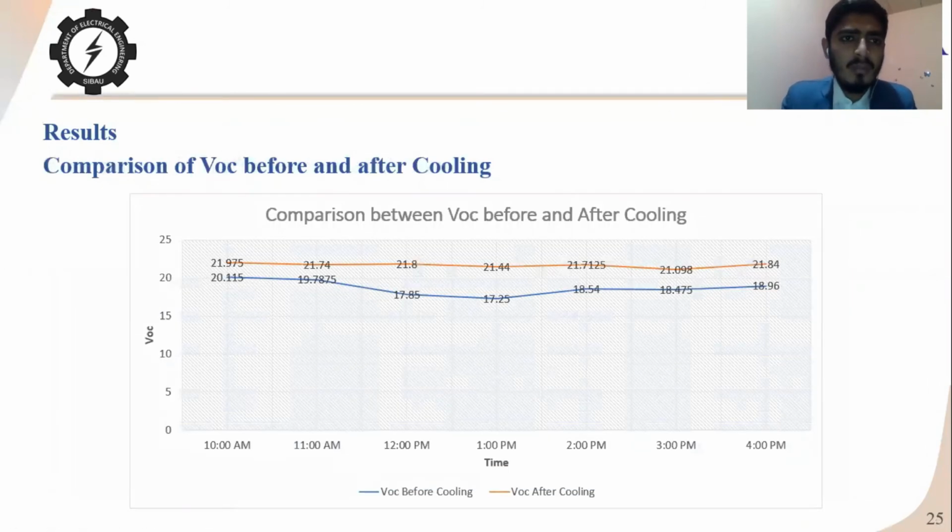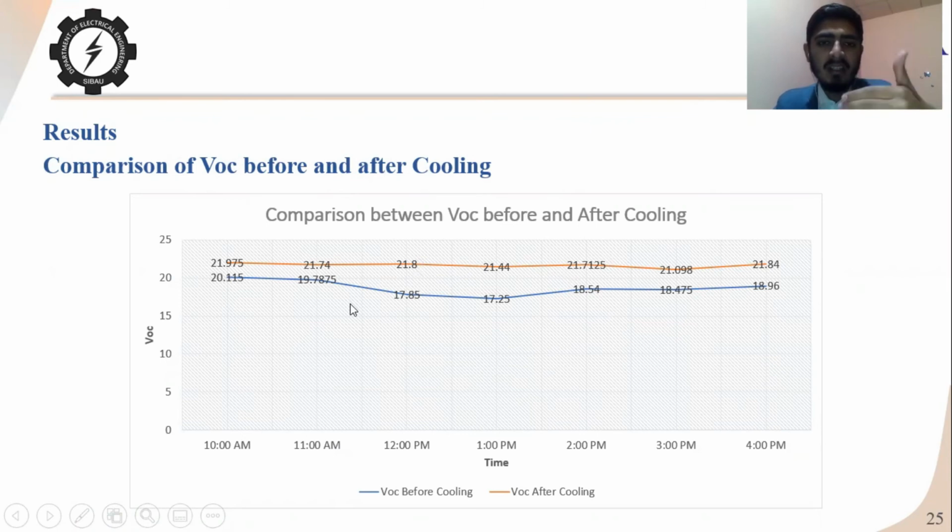Now this is the graph. You can observe the comparison between VOC before and after cooling. Before cooling, you can observe that the voltages are 21.115 and then 19.785, meaning as the temperature increases, the voltage is reduced. So our project is maintaining the voltage up to its rated value. You can watch it graphically, and this is the proof that the voltage is being maintained up to its rated value.